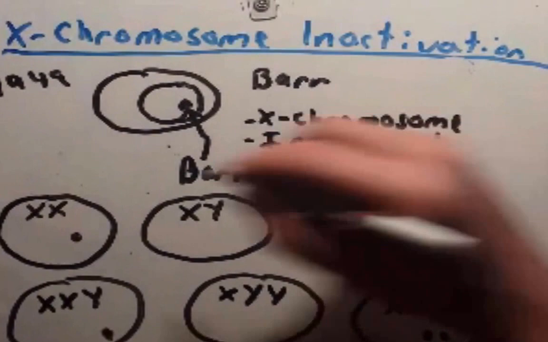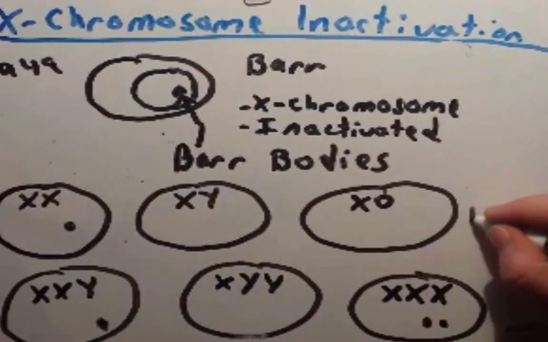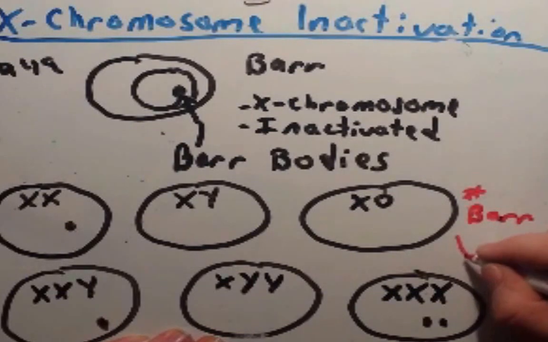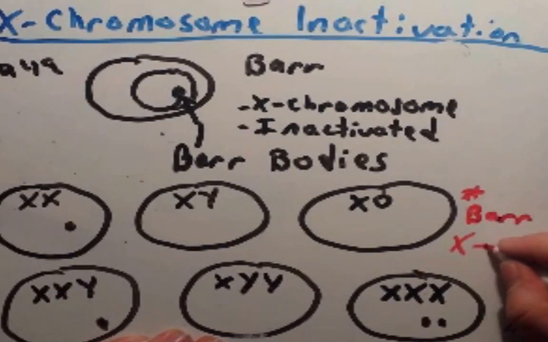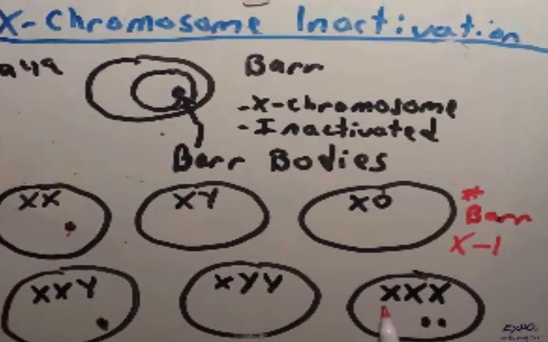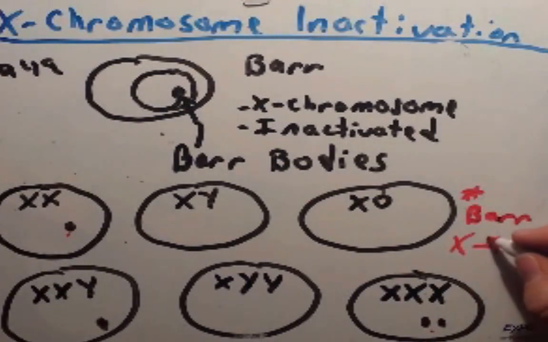So if you wanted a calculation for the number of Barr bodies, you could say that the number of Barr bodies equals the number of X chromosomes minus 1. 2 X chromosomes minus 1, 1 Barr body. Over here, 3 X chromosomes minus 1, we have 2 Barr bodies. This one that we're subtracting is going to be the one that remains active.